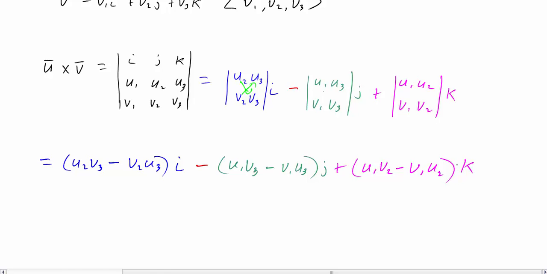Now, remember, when we did a dot product, u dot v, the answer turned out to be a scalar.